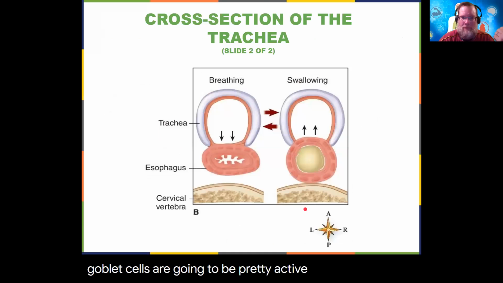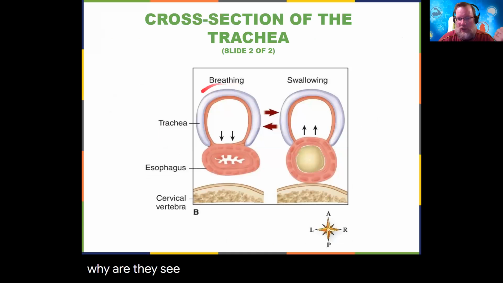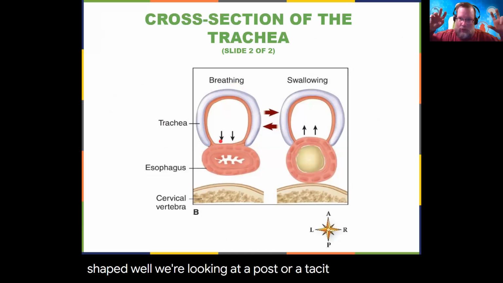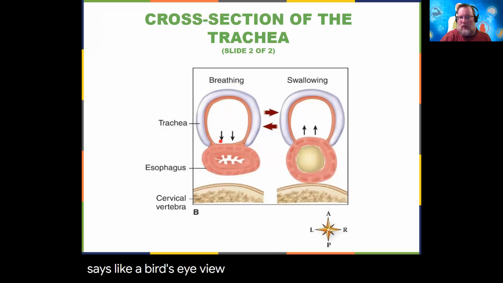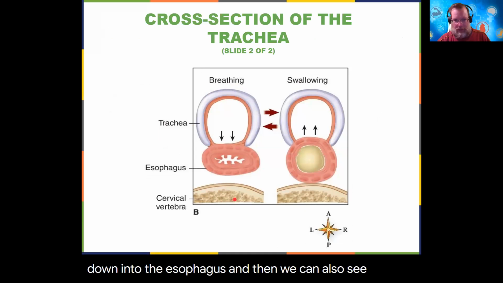All right. So why are these C shaped instead of O shaped? Well, we're looking at a superior view. So this is like a bird's eye view, looking down into the trachea, down into the esophagus, and then we can also see a cervical vertebra here.